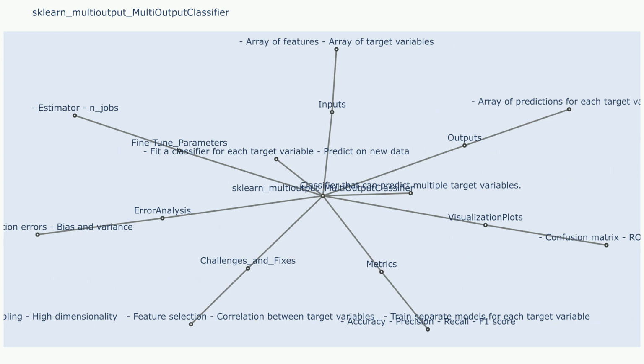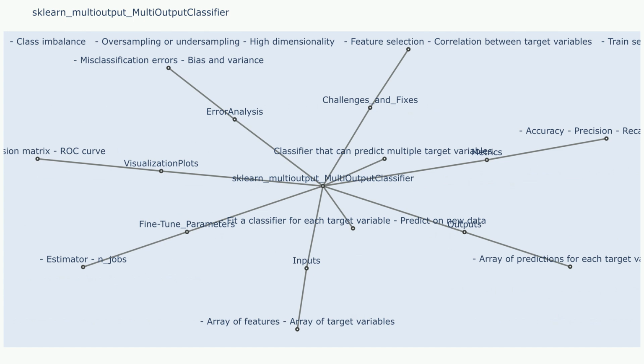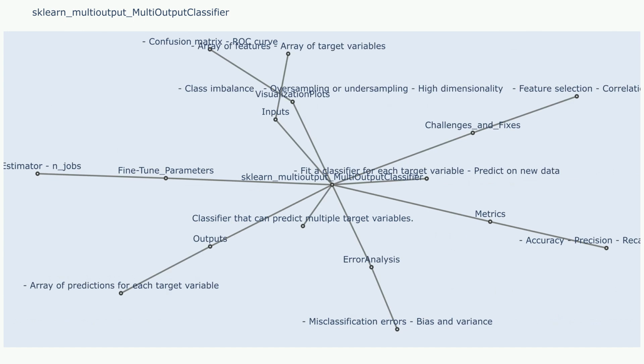Input 1. Explain in detail the input data. Typically a 2D array of shape n_samples, n_features, where each row represents a sample and each column represents a feature. This data should be compatible with the chosen base estimator. Input 2. Explain in detail the target data. A 2D array of shape n_samples, n_outputs, where each row represents a sample and each column represents a target variable. The target values should be discrete labels for each output.